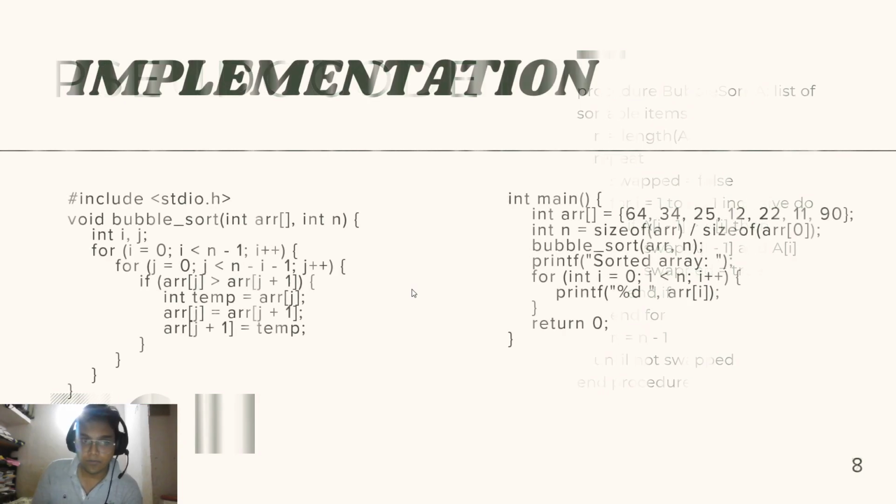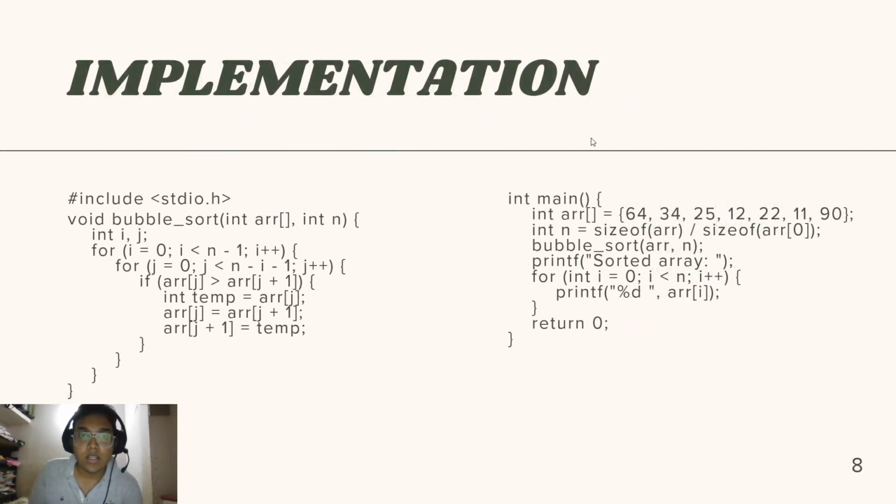If we see the code, right, the code starts with this. Always when we see any C code, it starts with the main function. So here we have an array of 7 elements. Now we are going to sort it. So we need the size of the array, or basically the length of the array.